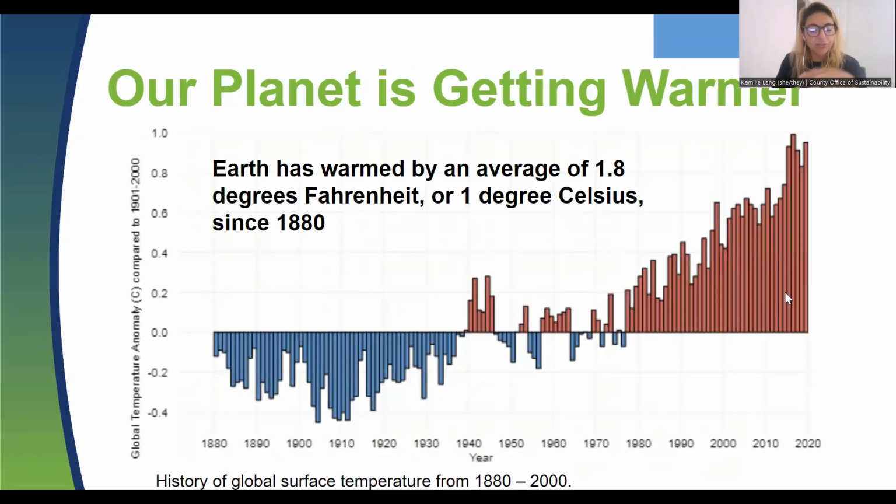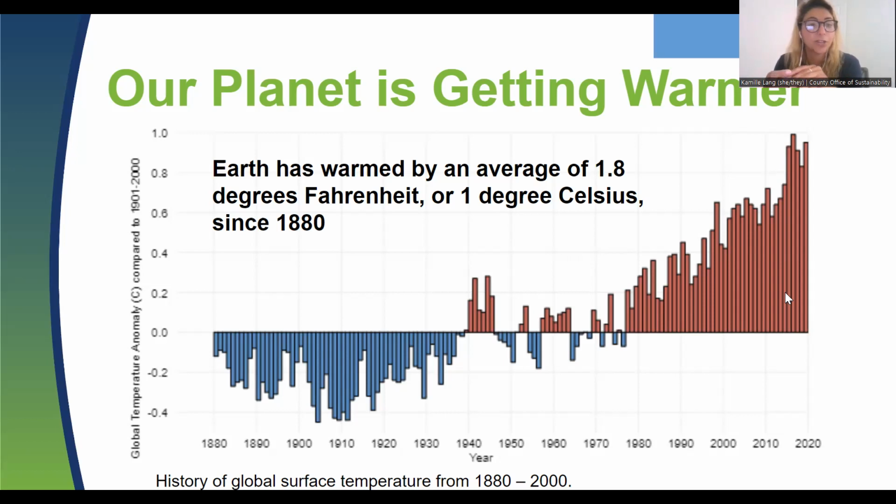So that amount of CO2, it's not just like there's more of this greenhouse gas in the atmosphere. This amount of that greenhouse gas in the atmosphere is actually causing our planet to warm up too. This graph is showing you that the Earth has warmed up by an average of 1.8 degrees Fahrenheit or 1 degree Celsius since 1880. Does anyone remember what happened in 1880, a historical event?